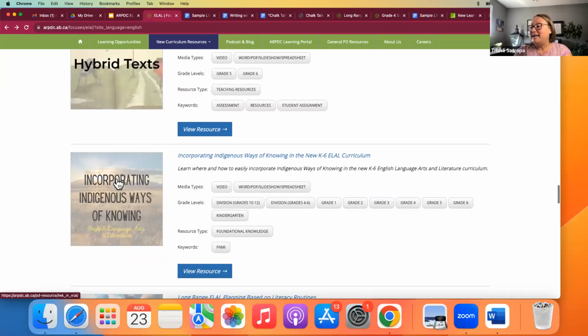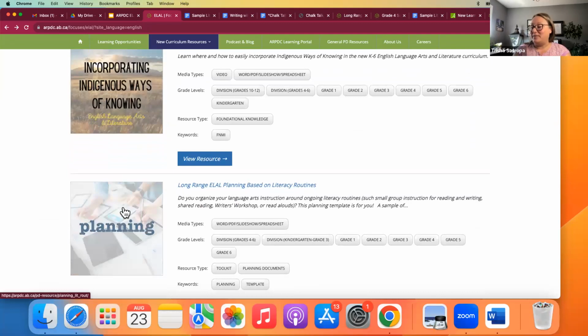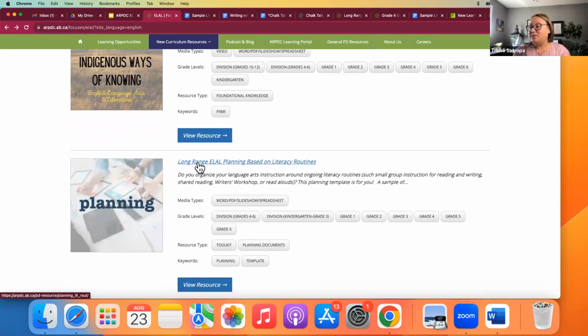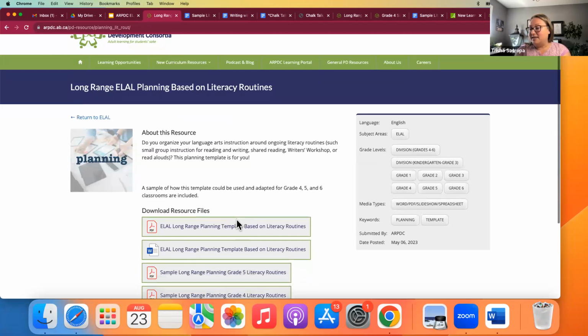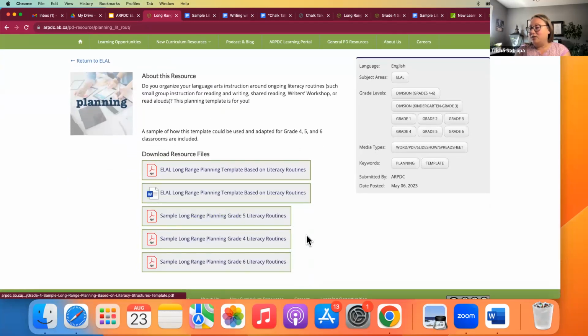And every time we add something, it gets bumped a little further down, but here it is. Long range planning, ELAL, based on literacy routines. So these are the year plans that we've created with teachers to provide a sample of how you might do a long range plan.